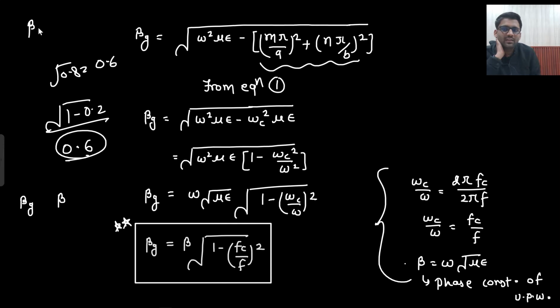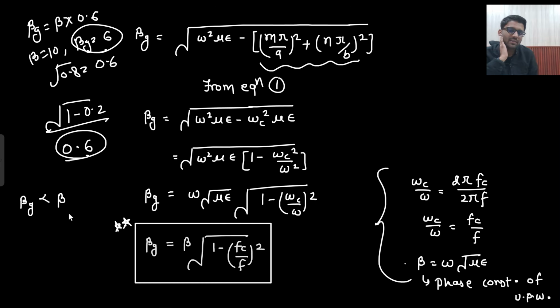So what is the relation? Beta g is equal to beta into some value less than 1. I am calling that value 0.6. Now if my beta was 10, then what would my beta g be? Beta g would be 6. So beta g is less than beta, so your guided phase constant is lesser.